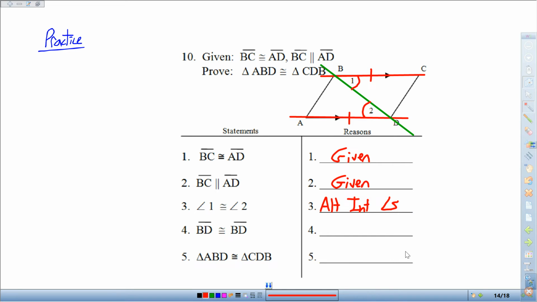Okay, I need one more piece of information, right? I have a side and an angle. I need one more thing. We have a shared side length. That thing's congruent to itself. BD is congruent to BD. And that, again, is called the reflexive property.